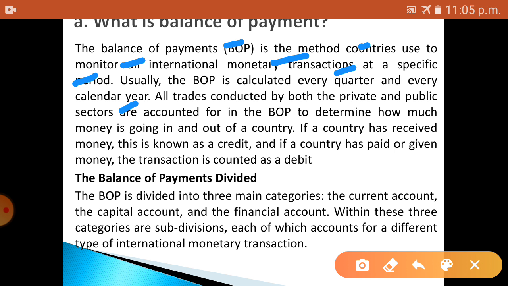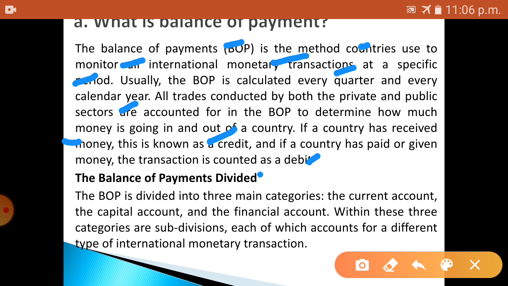Okay, if a country has received money, that is known as credit. If a country has paid or given money, for that we call it debit. This was the meaning. It is also an economic record where all transactions are recorded, that is called balance of payment. Usually it is done by private or public sector every quarter or every month. If a country has received money, we call it credit transactions. If a country has paid to another country, we call it debit transactions.